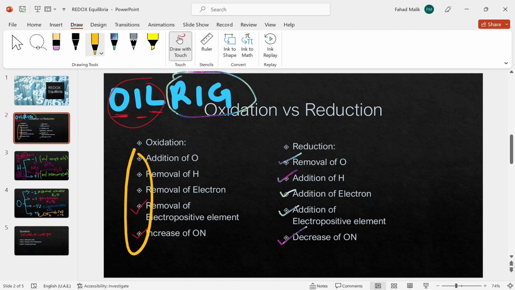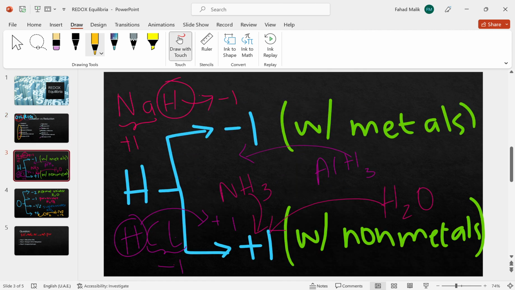After that, reduction is basically removal of oxygen, then reduction is RIG, gain of hydrogen, gain of electrons. Since it's removal of oxygen, it's removal of an electronegative element, it's addition of an electropositive element, and it's a decrease of oxidation number, reducing. Then we looked into the oxidation states of hydrogen. -1 is when it comes with metals, because metals tend to be positive, therefore hydrogen will get the -1. And if it comes with non-metals, non-metals tend to be negative, therefore hydrogen will be +1, as easy as it sounds.